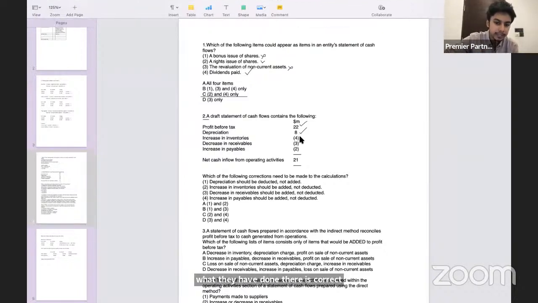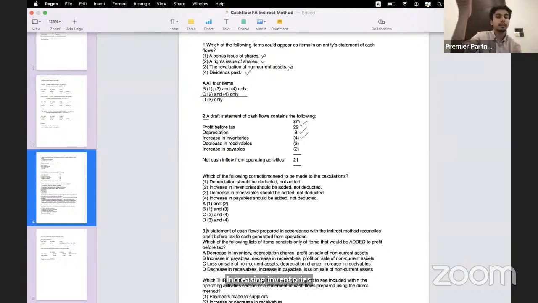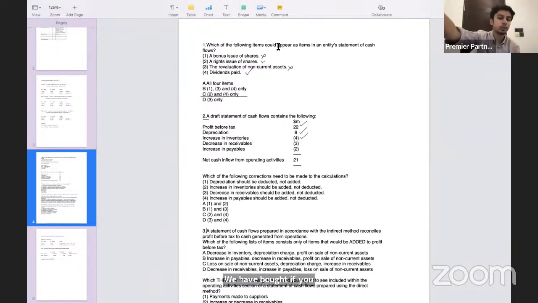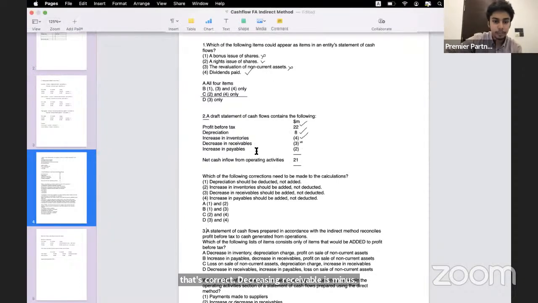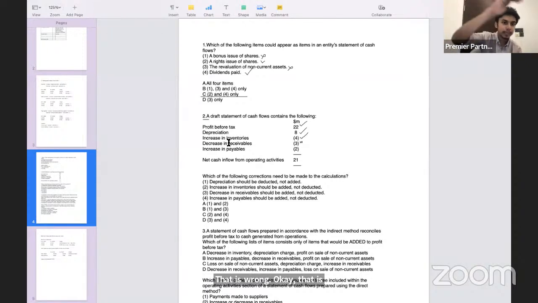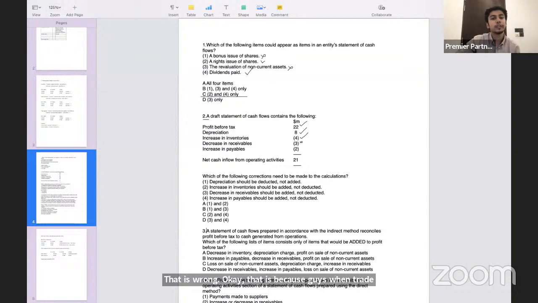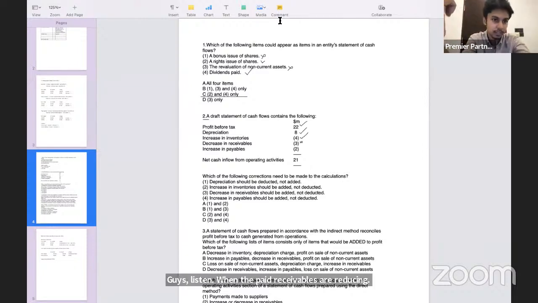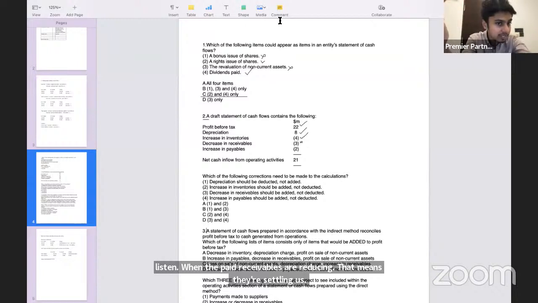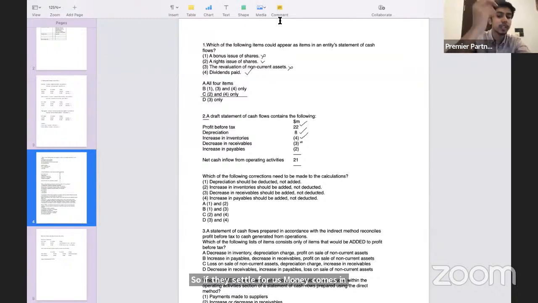Increase in inventory is minus. That's also correct because, guys, inventory increasing means we have bought. If you buy, money goes out. So that's correct. Decrease in receivable is minus. That is wrong. When trade receivable is reducing, that's positive. Why do we say it's positive? When the trade receivables are reducing, that means they are settling with us. If they settle, money comes in, cash comes in. So it's positive and not negative.